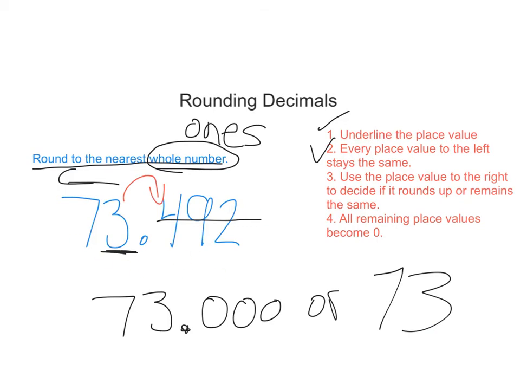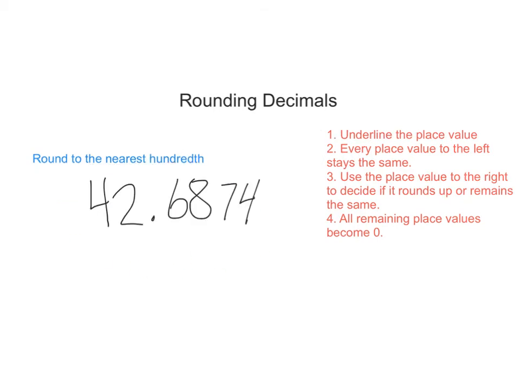73 makes sense with my original number. Here we have another example, 42 and 6,874 10,000ths. Doesn't matter that our decimal is getting longer, we're going to follow our directions. Underline the place value we are rounding to. In this case, it's the hundredths, so I'm going to underline my 8 in the hundredths.